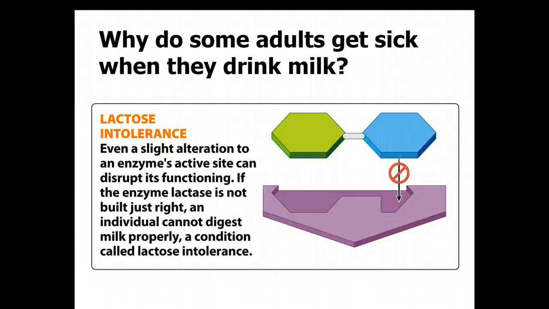Lactose intolerance: even a slight alteration in the enzyme's active site can disrupt its functioning. If the enzyme lactase is not built just right, an individual cannot digest milk properly. This is lactose intolerance, or we can have a hormone bind this site that prevents this, and you have lactose intolerance. Sometimes women, after giving birth to children, will have lactose intolerance for a period of time, and that's because hormones will block that site, but it's usually temporary.